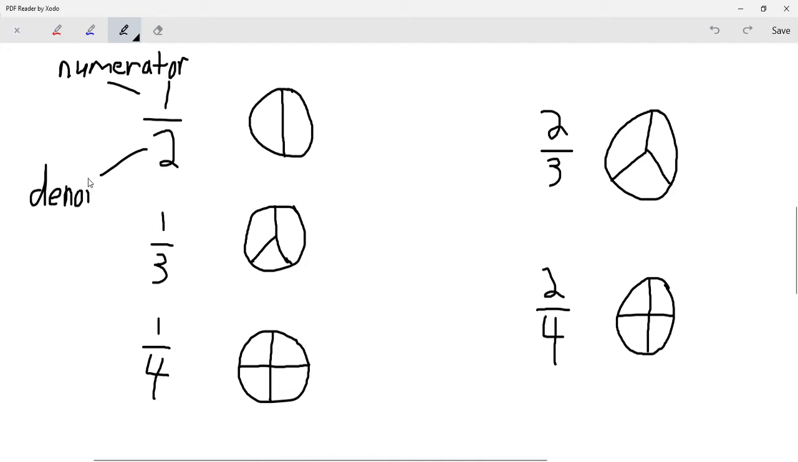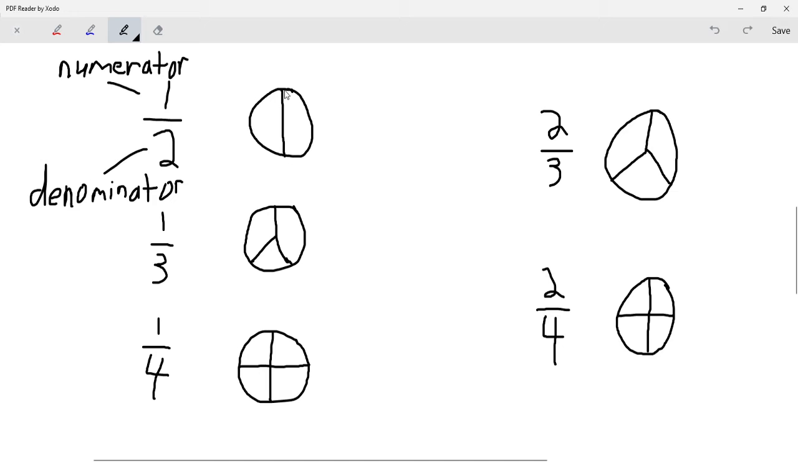Now, the denominator. I think I spelled that wrong. Anyway, I think that's how you spell it. Anyway, the bottom number, the denominator, represents the total number of pieces that the whole is split into.